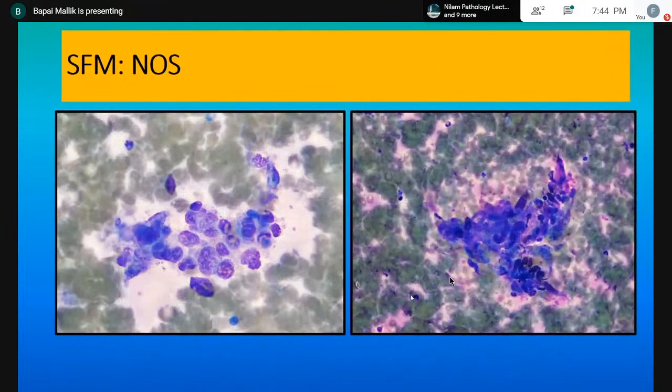Now, this is the last one of the suspicious group, which is called suspicious for malignancy NOS. Now, what would you call something when you come across a group of cells like this? As you see, these cells are rather pleomorphic. They have a pretty abnormal looking chromatin. I've got a mitosis over here. So you know that I'm possibly dealing with some kind of very nasty malignancy.